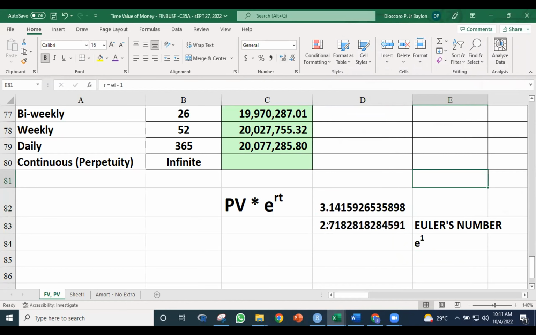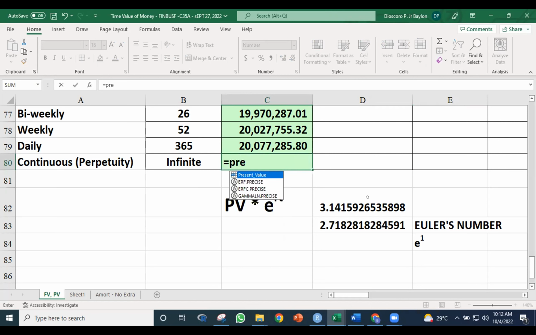So if I continue this, Excel will only print it up to how many digits? I think 15, but it's just like pi, it's non-repeating, non-terminating. So we use this Euler's number, or E, in continuous or infinite compounding. So let's do that.